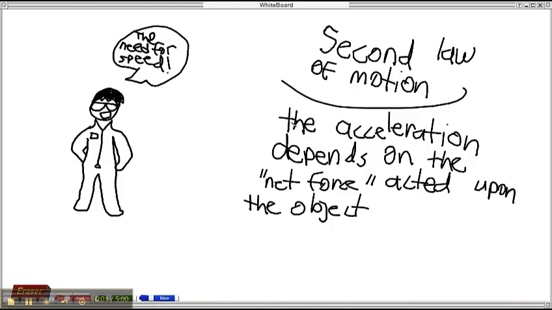Well, the second law of motion is more on the specifics of the equation, force equals mass times acceleration, as I explained earlier. The second law states that the acceleration depends on the net force acted upon the object.